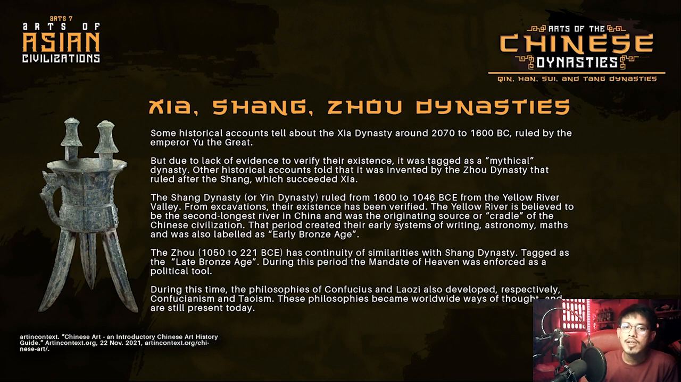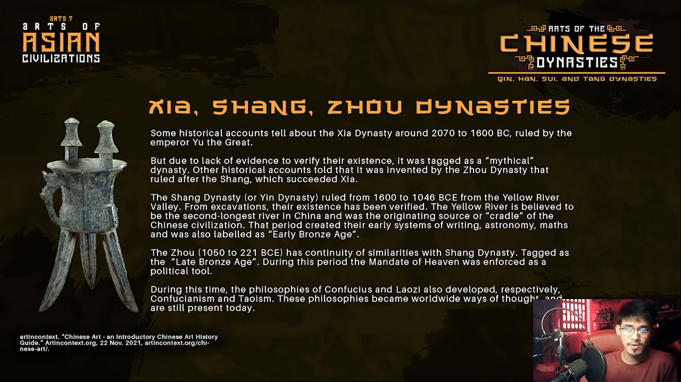So some historical accounts tell that the Xia dynasty, around 2070 to 1600 before Common Era, was ruled by the Emperor Yu the Great. So some historical accounts tell something about this, but due to insufficient factual evidence of their existence, it was still labeled as mythical. So other historical accounts say that it was just invented by the succeeding dynasties, the Zhou and the Shang. Yon. So the Shang dynasty or the Yin dynasty naman ruled from 1600 to 1046 BCE from the Yellow River.